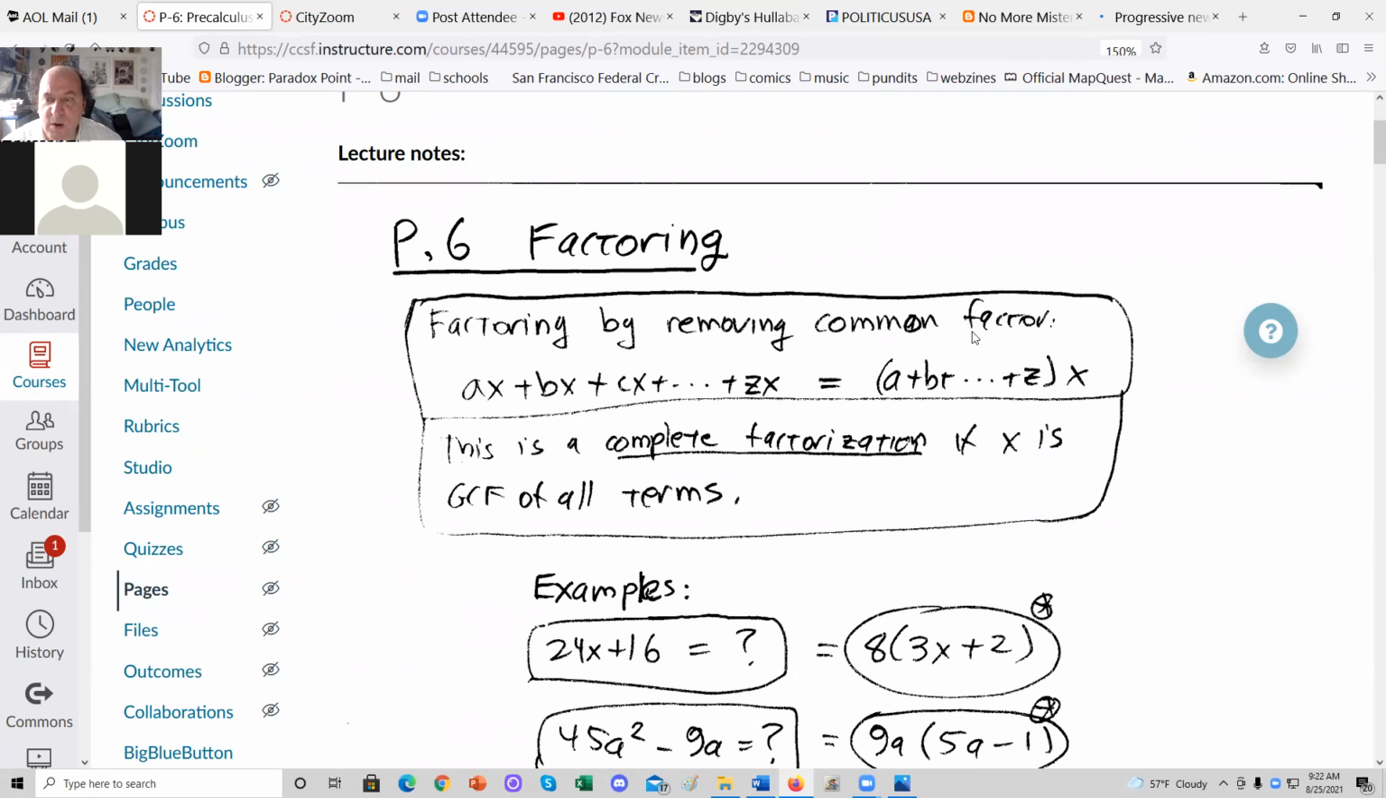We can factor by removing a common factor. So if ax plus bx plus cx all the way up to zx, there's a common factor of x. Out it comes, x times everything else, a plus b plus c plus etc. plus d. This is called a complete factorization if x is the greatest common factor of all terms. GCF means greatest common factor, the biggest thing that's a factor of all of them.